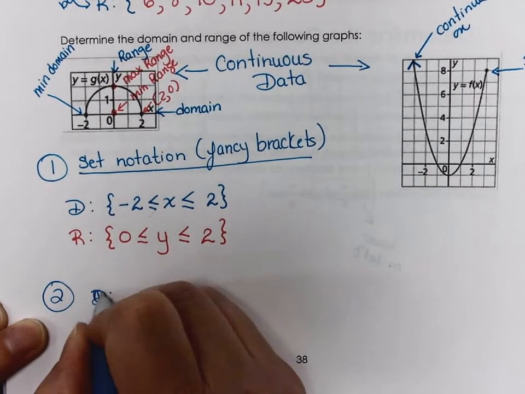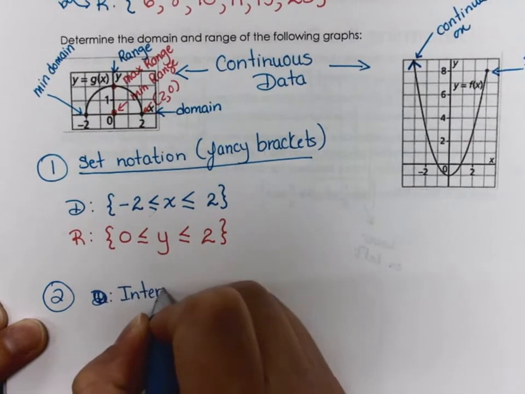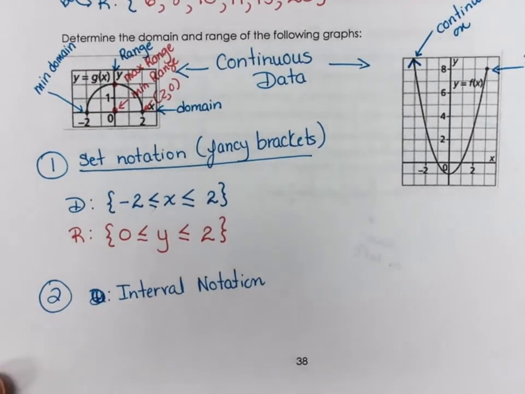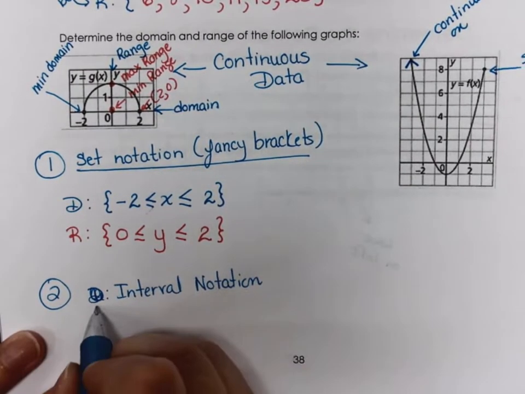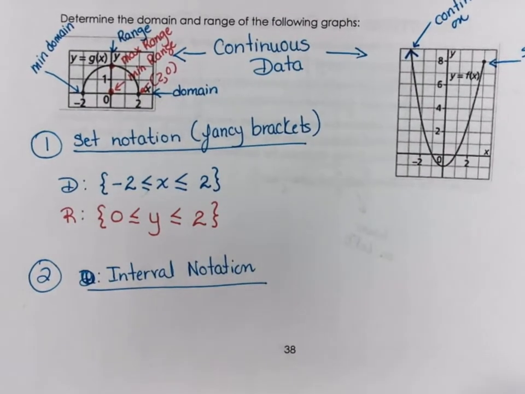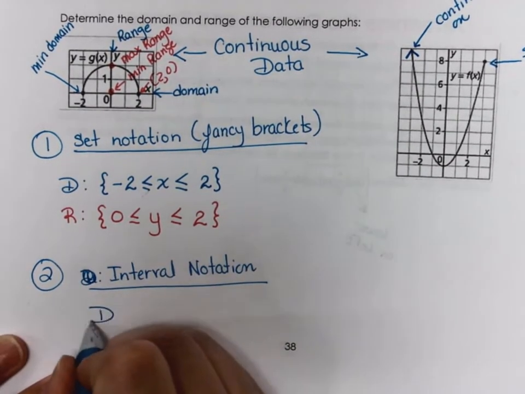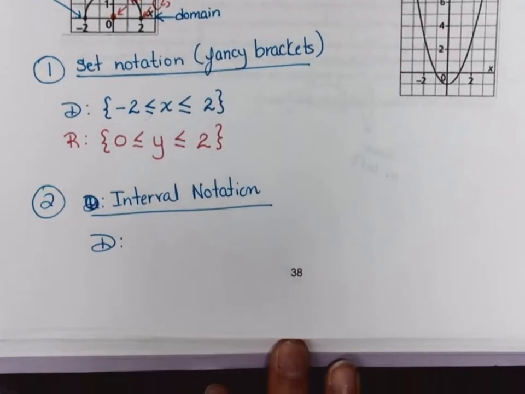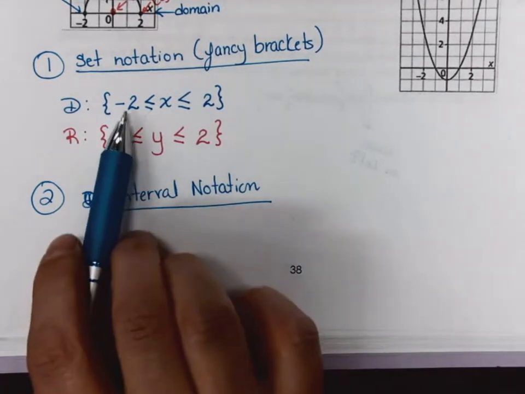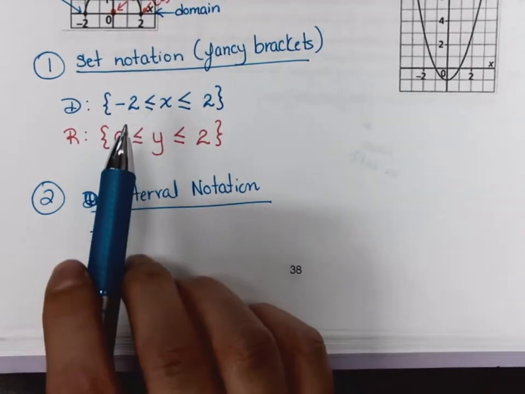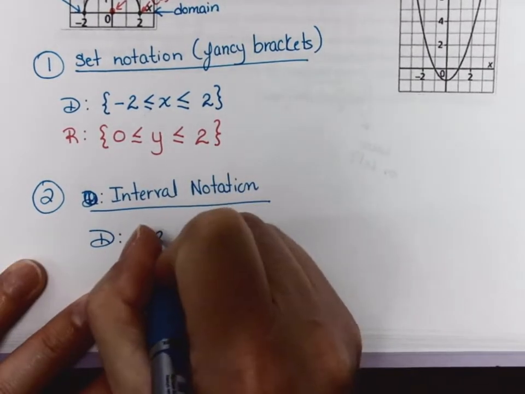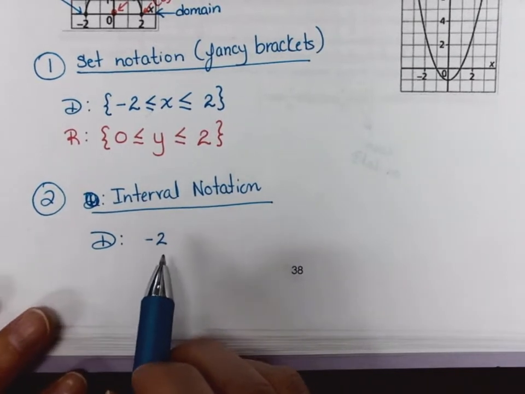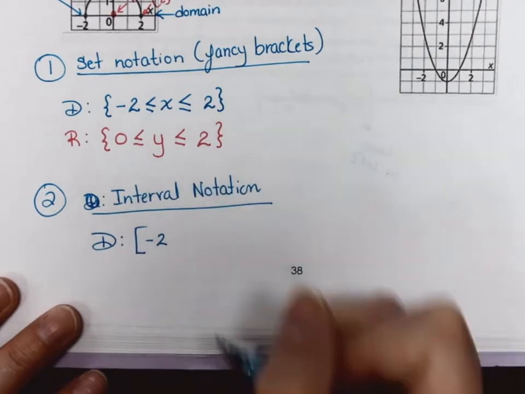So let me write that out. Interval notation. And these are your square and round brackets. I write really crooked is what I realized about myself. Okay, domain, what's my lower limit? You already figured it out. What's my lower limit? You told me already. -2, right? So -2. Does it include the point -2? Yes, it does. So because it includes it, I use a square bracket.